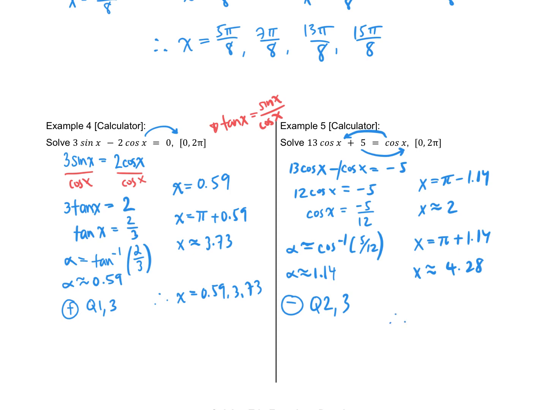And in this function, because my angle was just x, there was no k value other than 1. The period was 2 pi. There aren't going to be more solutions. So x equals 2 or 4.28 within that domain. And that's it for solving some simple trig equations.